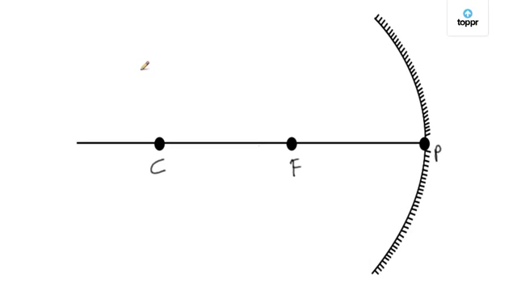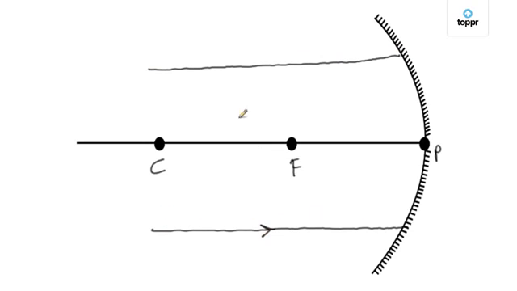Consider the first case when the object is kept at infinity. Draw 2 rays parallel to the principal axis. After reflection, the rays meet at the focus. The place where the 2 rays meet, we get an image. Thus, the image formed is real and inverted. The image is highly diminished and point-sized.